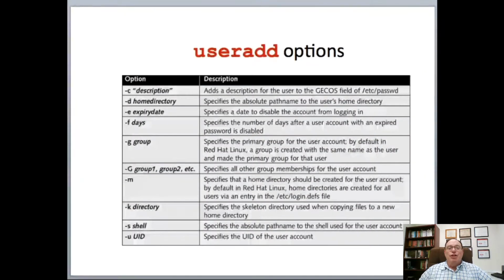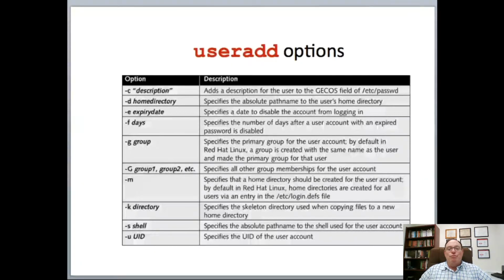These are some of the options that we could add. The -c option is a description. It adds a description to the comment field in the passwd file. The -d signifies the home directory that we're going to be adding, which is the path name to the user's home directory. -e is the expiration date. -f is the number of days the account can exist with an expired password before it is disabled.